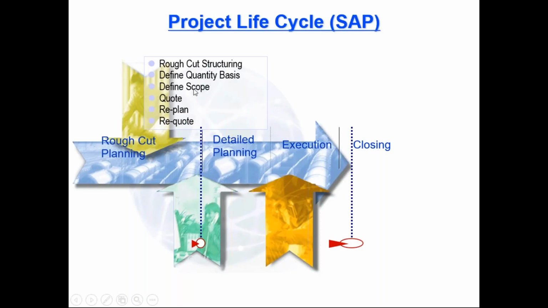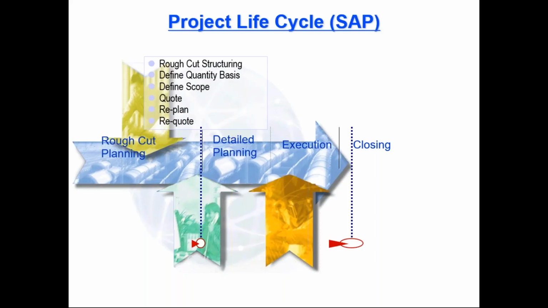So what are the major activities which we are performing in rough cut planning? That is, define scope, right? Here we are defining the scope in my proposal. We are defining the quantity basis, meaning what is the deliverable quantity. Then rough cut structuring: initially we will have some idea of how we are going to detail it out. So these 3 things are applicable for an investment project. And quote, requote and replan, these 3 activities will be available for the customer project.